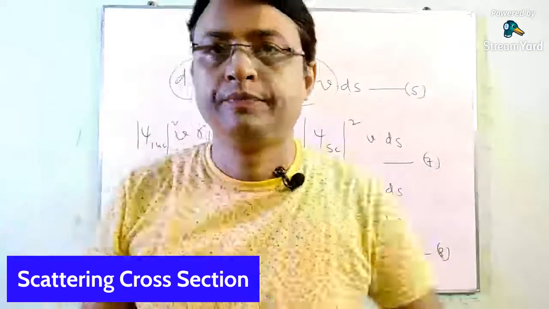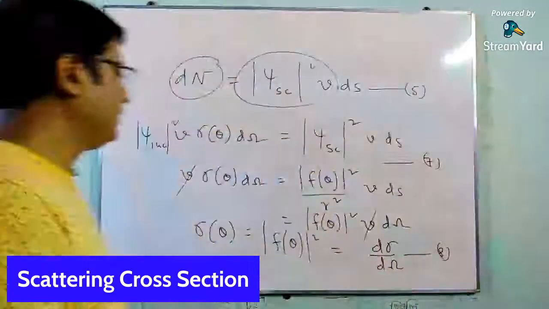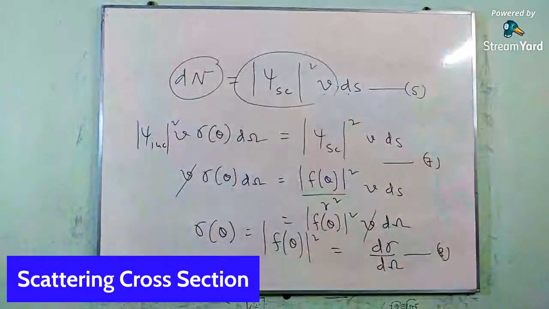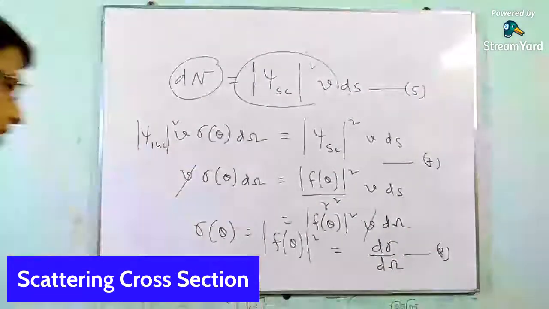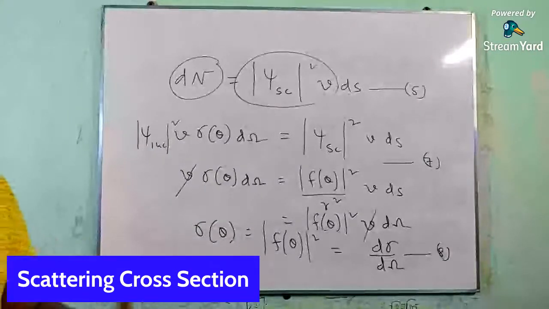So let's come to the discussion. Now, in view of this equation 8, f of theta is what we can call the scattering amplitude.